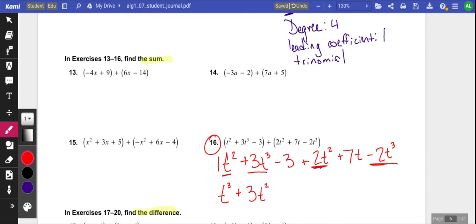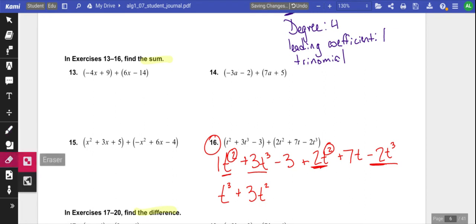Okay, and notice that the exponents don't change. Sometimes people will want to add the 2 and the 2 and get t to the 4th. That's not what you're doing. All right, you're keeping those exponents the same. Okay, so I have 3t squared.